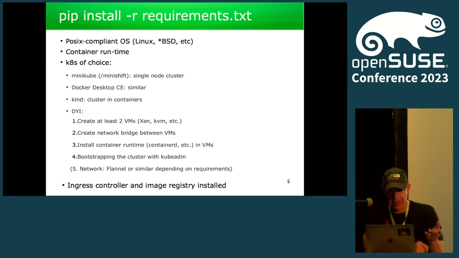And then, of course, if you need special network fabric, like flannel or something like that, depending on your requirements, you have, of course, to install that too as an addition. And last but not least, for this playground to work, you need an ingress controller. I'm going to walk you through the steps of how to install this.